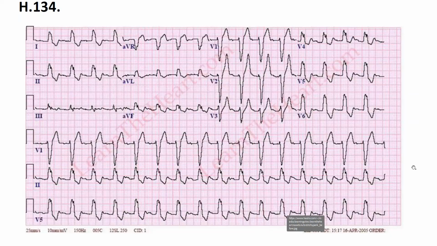134. It is rhythmic, and there's around 2.5 boxes between the arteries. Let's see, it's about 3 boxes. Okay, three. Around 3 boxes, so that's 100 beats per minute, tachycardia.